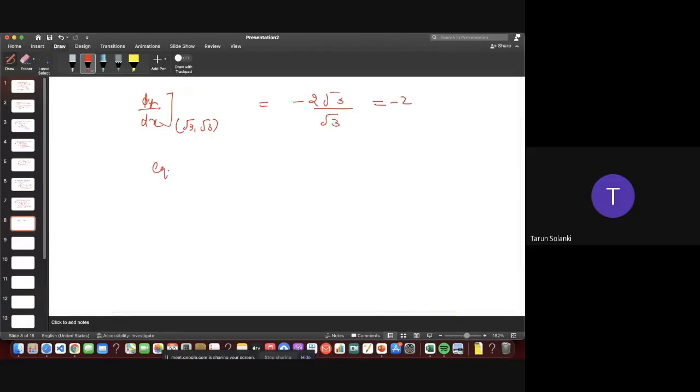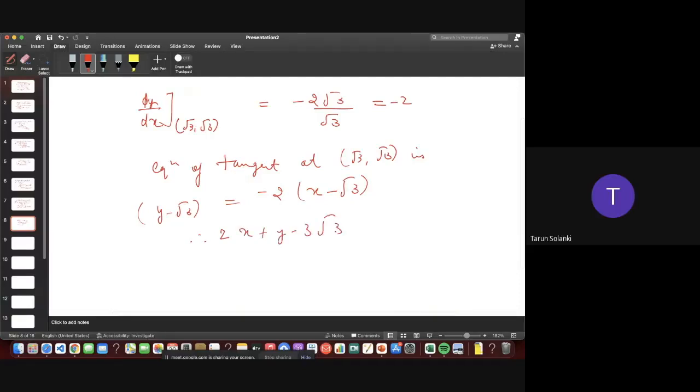So equation of tangent at root 3 is y minus root 3 equals minus 2 times x minus root 3, that is 2x plus y minus 3 root 3 equals 0. So this is our equation, right?